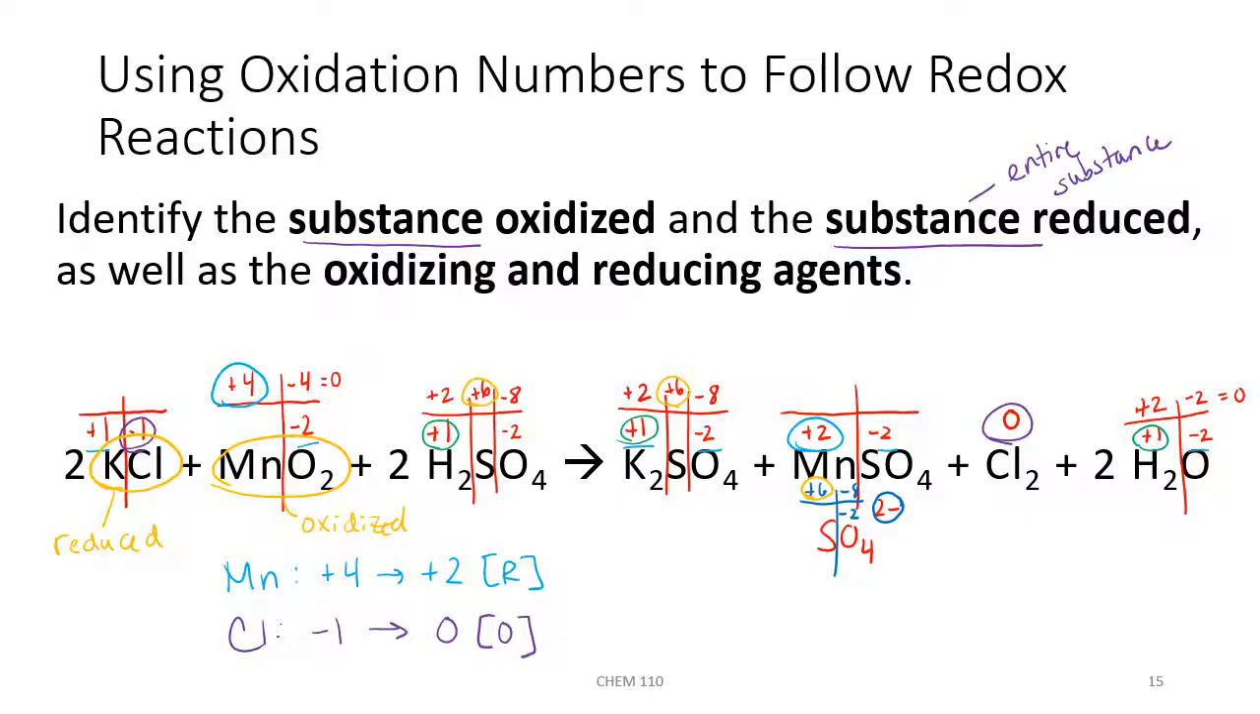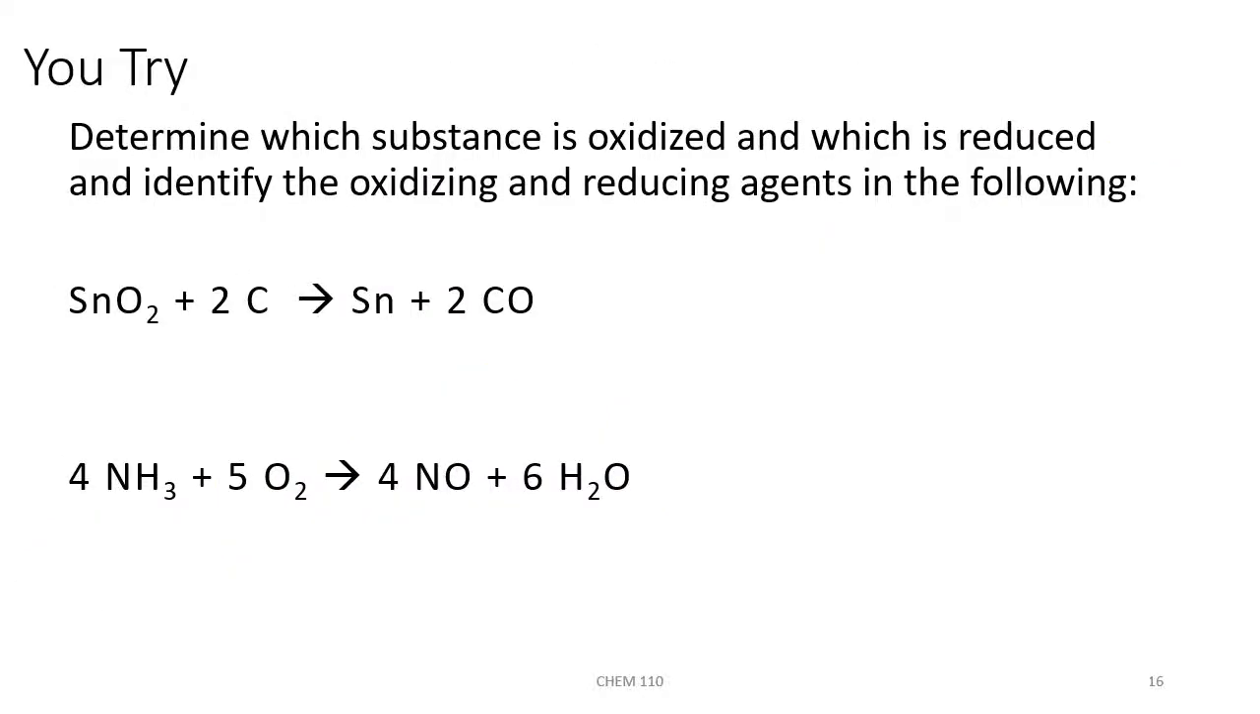And remember, when we're determining the oxidizing and reducing agents, those are going to be the exact opposite. What was reduced will also be our oxidizing agent, and what was oxidized will also be our reducing agent. So our potassium chloride was reduced. It's our oxidizing agent. Our manganese 4 oxide was oxidized, and therefore it was our reducing agent. Let's try another example.